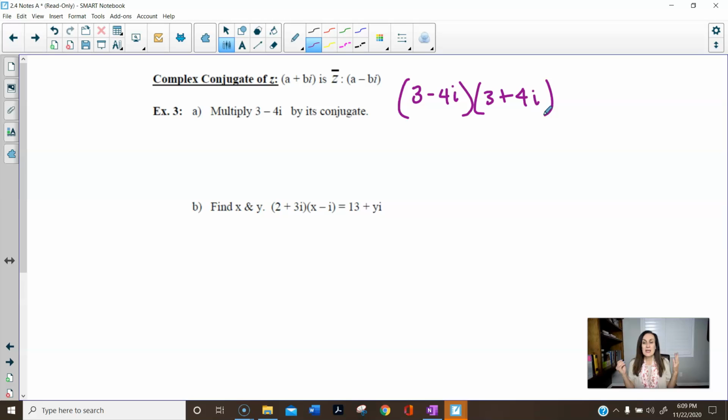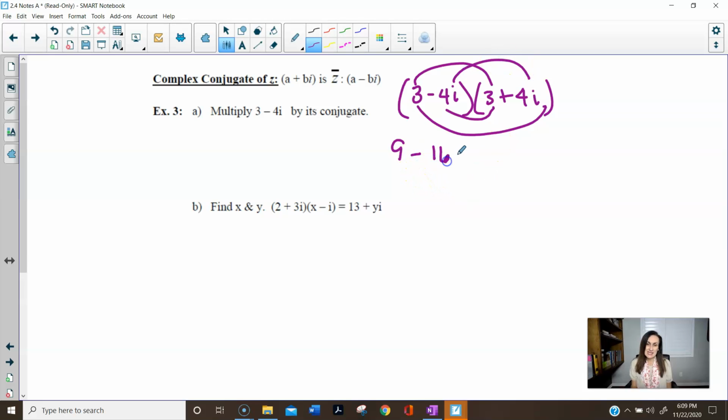You're going to do FOIL, first, outer, inner, last. When you're multiplying conjugates, outer inners always cancel. So you would do first times first is 9, and outside insides, I don't even write them down because I have a 12i and a negative 12i, they're gone. And that always happens with conjugates. Outside, insides cancel. And then last times last. So a negative 4 times 4 is a negative 16.